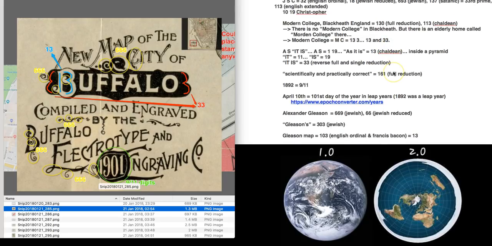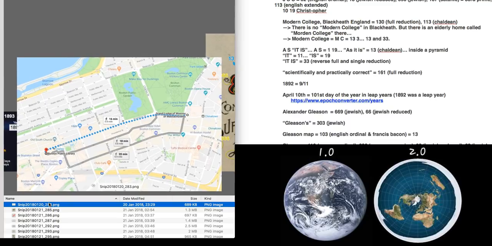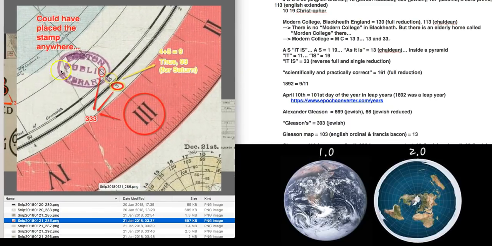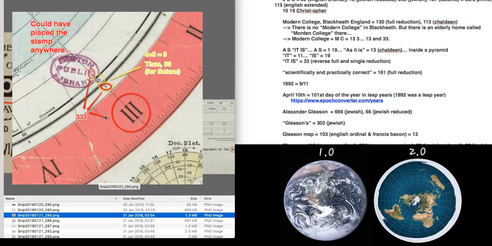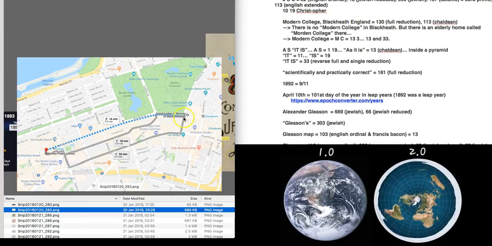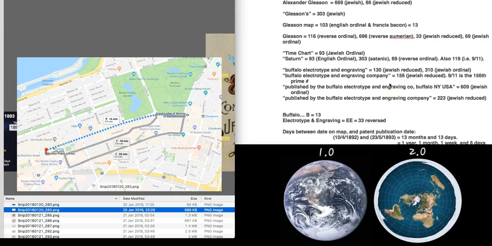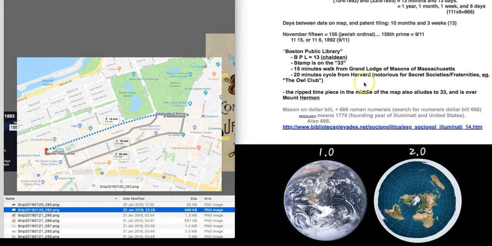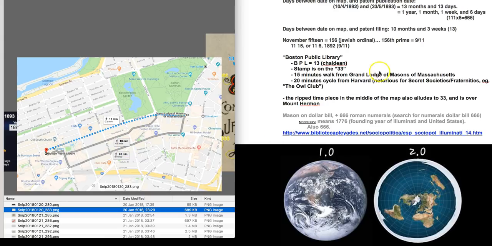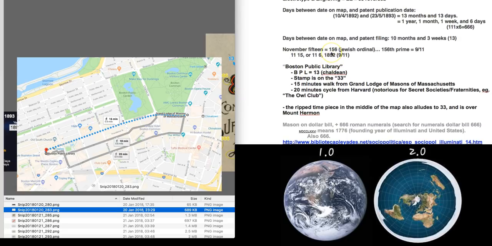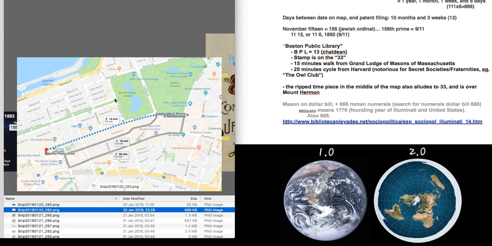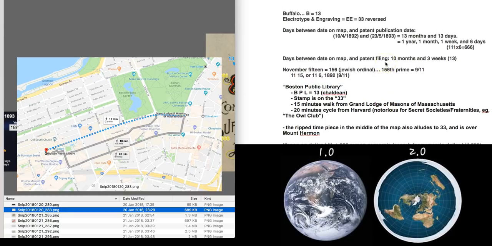This company, look at the map first. Well, it was found in, there's a stamp, Boston Public Library. The stamp is made on the 33 point here. Could have put it anywhere, but they put it on 33. The Boston Public Library is just a 16-minute walk from the Grand Lodge of Masons in Massachusetts. And in Boston, this is also just 20 minutes from Harvard, which is notorious for secret societies, including the Owl Club. This is Boston Public Library, close to this. A lot of Masonic symbolism on it. It seems pretty obvious that it's just a plant by Freemasons to push this circle map.